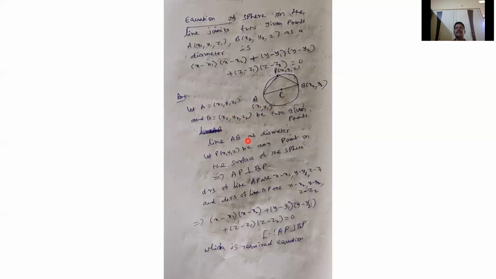So finally, the equation of the sphere with line AB as diameter, where A is equal to (x1, y1, z1) and B is equal to (x2, y2, z2), is (x minus x1)(x minus x2) plus (y minus y1)(y minus y2) plus (z minus z1)(z minus z2) equals 0.